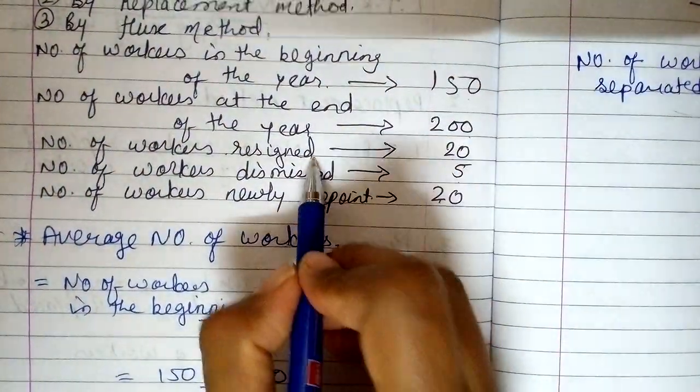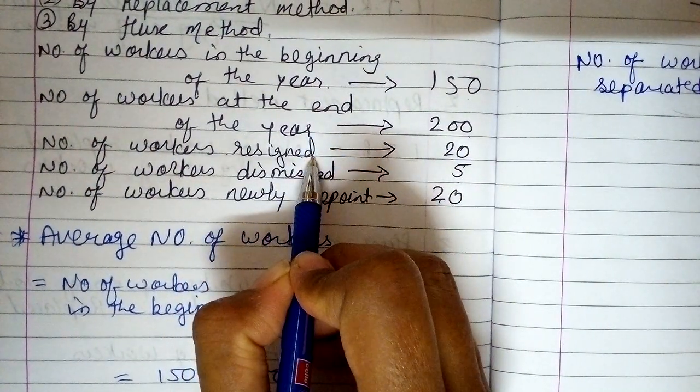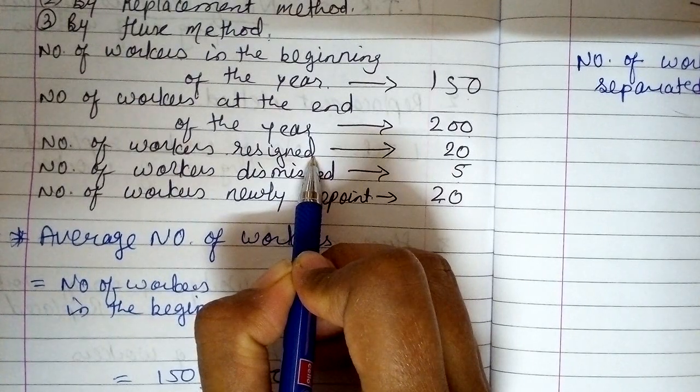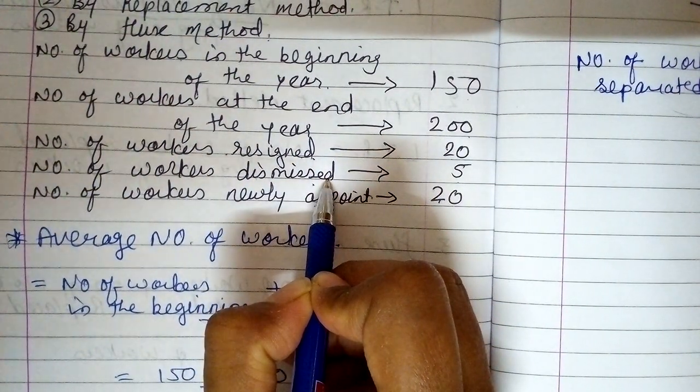Number of workers resigned and number of workers dismissed. Number of workers resigned means who by themselves left the organization, and number of workers dismissed, organization made them leave, right?